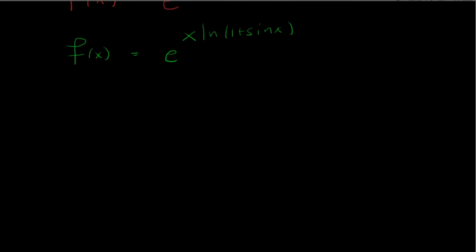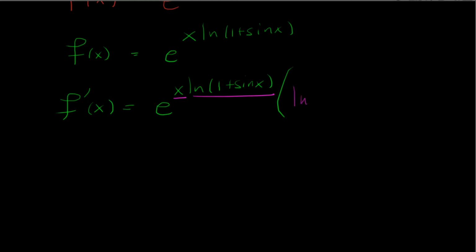So this is an exponential, so that means the derivative is going to be the same expression multiplied by the derivative of the exponent, which for this we're going to need the product rule. We have two functions. So the derivative of x is 1 times the second, plus x times the derivative of ln of 1 plus sine of x. And then the derivative of sine of x is cosine of x.